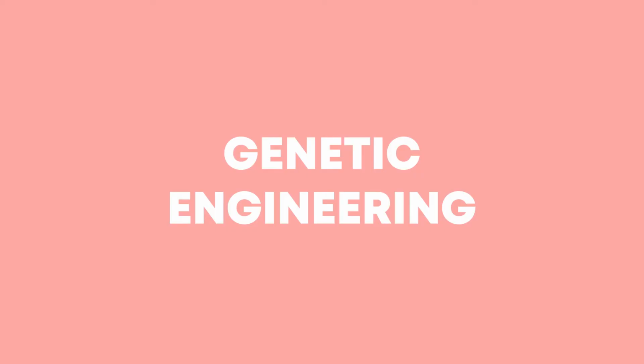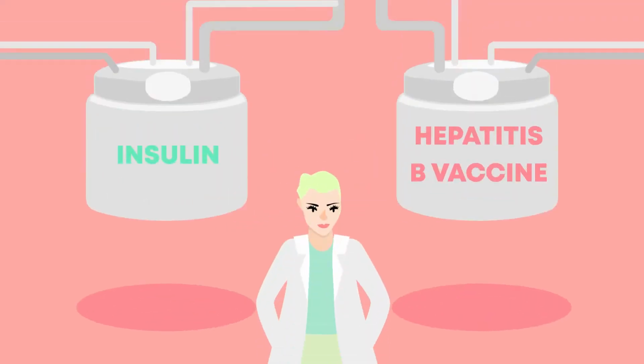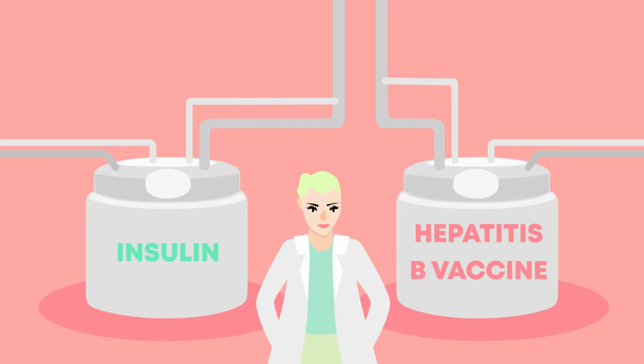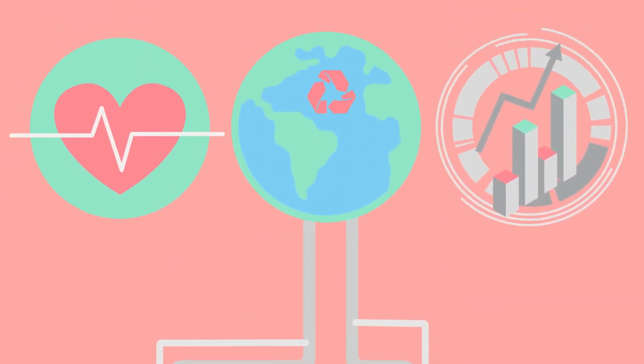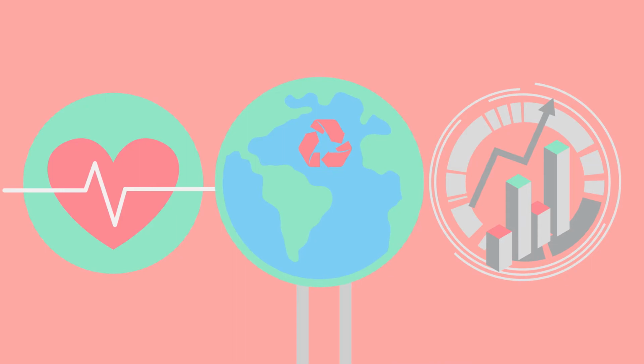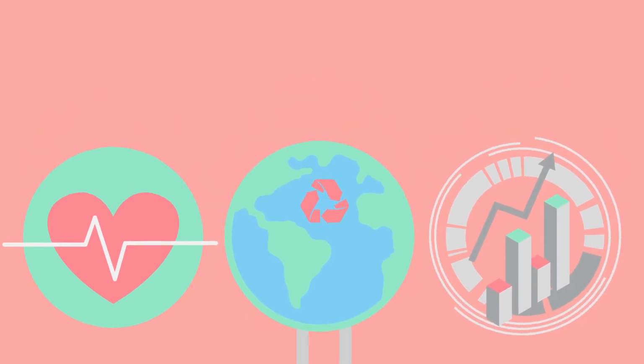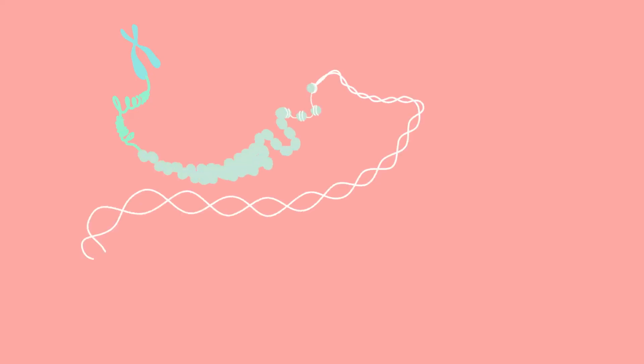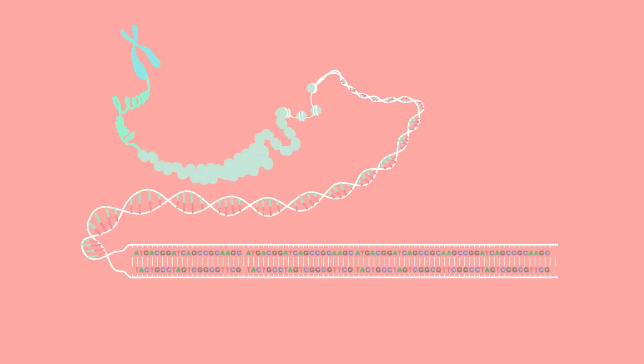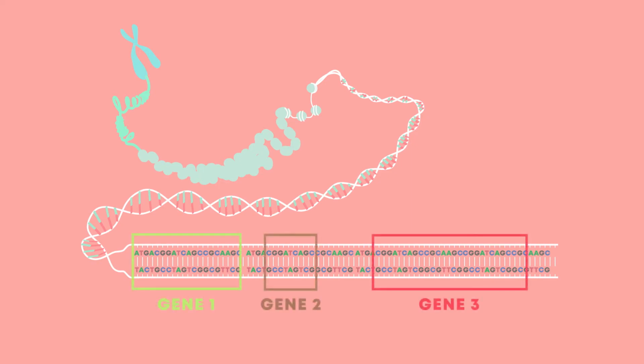Genetic engineering. Scientists are able to turn certain microorganisms into mini factories that make useful substances that improve our health, the environment, and the economy. But what is genetic engineering? An organism's DNA makes up its genes, which code for all the proteins the organism needs to survive. Each gene codes for a different protein, or part of a protein.